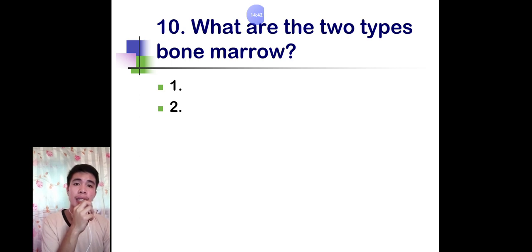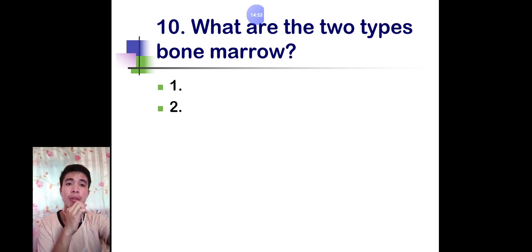So the last item, identify: what are the two types of bone marrow? So 11 items. What are the two types of bone marrow? Two types of bone marrow.